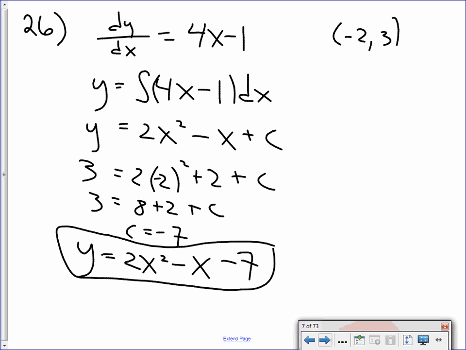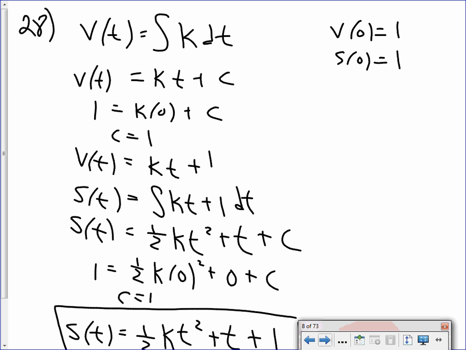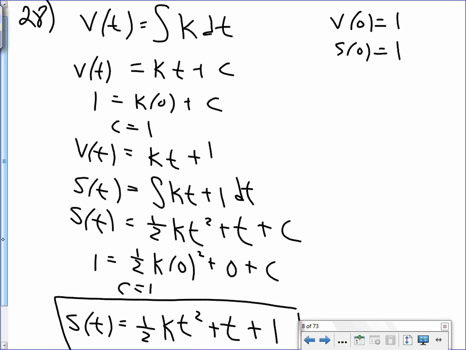This one's all right? I know 28 was one, so I'm just going to go over the ones that I already put up here, and then I'll go back. In 28, they tell you that the acceleration of some object moving along the x-axis is k, a constant. So velocity is the antiderivative of acceleration. When you integrate a constant with respect to time, you get kt plus c.